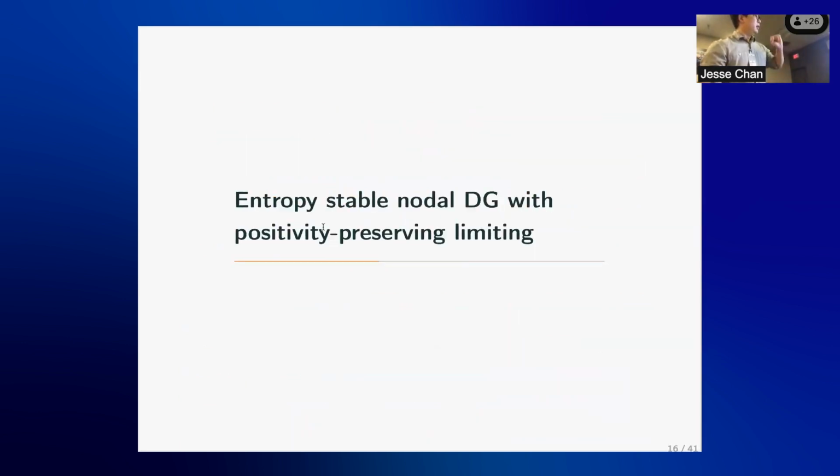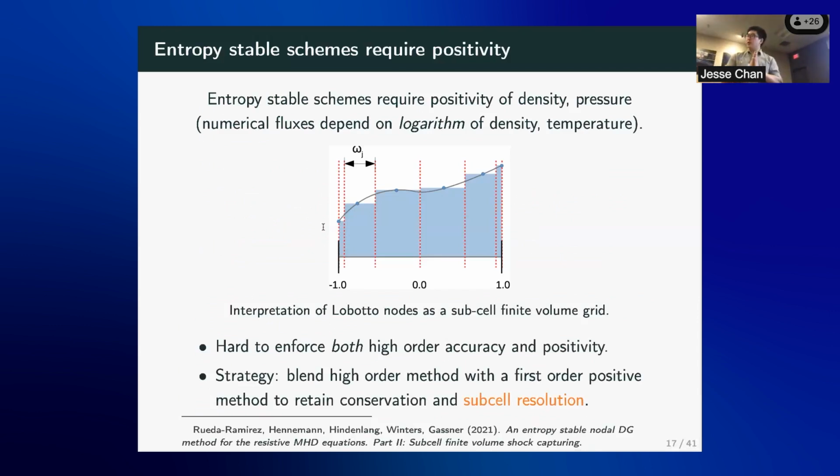Okay, so what is the dirty secret of entropy stable schemes? I showed you that they give you this nice cell entropy inequality, and I didn't actually say it, but they preserve higher order accuracy, at least formally. But what I did not mention is that to actually evaluate these entropy stable schemes, the density and pressure at each of these nodal points has to always remain positive. If you look back at the formulas for our numerical fluxes, it turns out they depend on logarithms of density and temperature. And so if you try to evaluate this with negative density and temperature, things crash immediately, and we're back to square one.